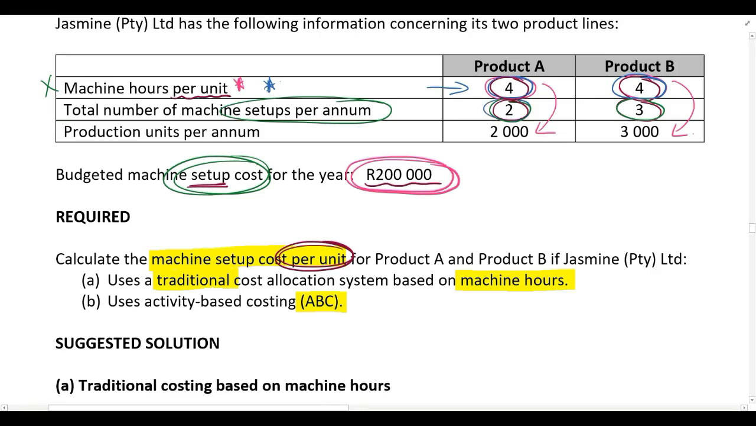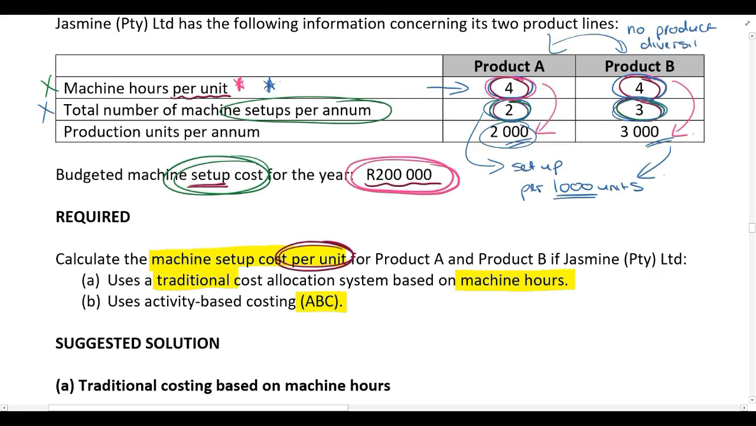Also, product A needs 2 setups per year, product B needs 3 setups per year. Product A, we make 2,000 units, product B, we make 3,000 units. So over here, you can see we have a setup per 1,000 units for both of them. For every 1,000 units I make, I have to set up my machines again. Here I have 2 setups, here I have 3 setups. Both of them I have a setup for every 1,000 units, which means these products are so similar, there's no product diversity. Because they consume resources in the same proportions.